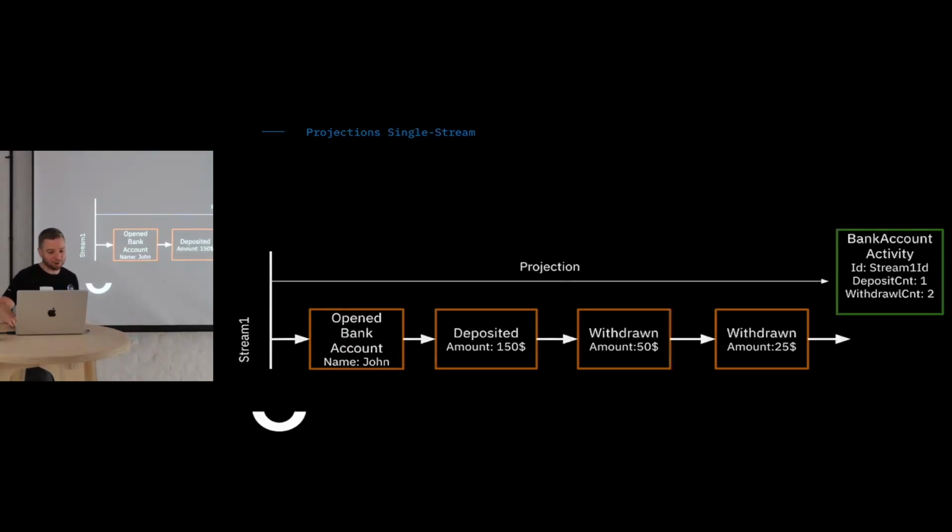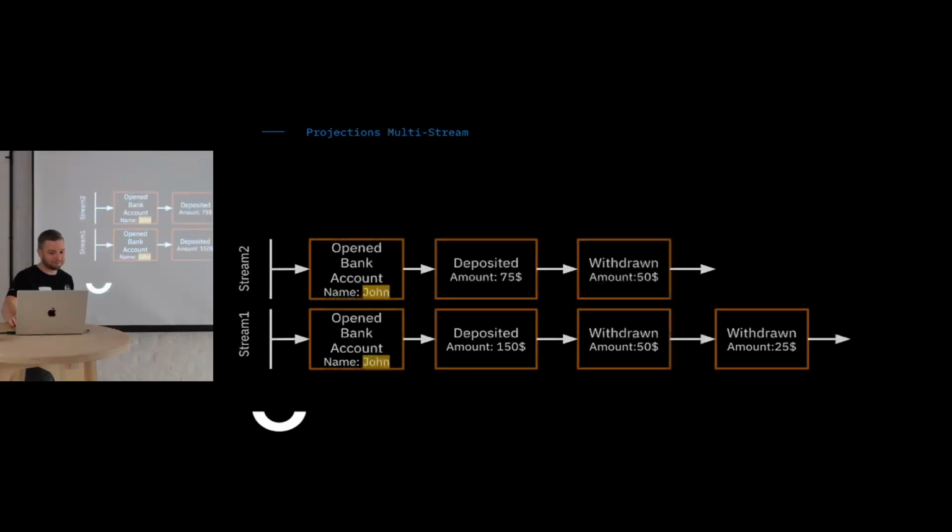But what if John, in this case, has actually two bank accounts? We can also generate our projections from multiple streams. In this case, it's two streams from John. So John is actually highlighted. Why is that? Because we need to identify somehow related streams. You can also imagine some kind of user ID instead of John.